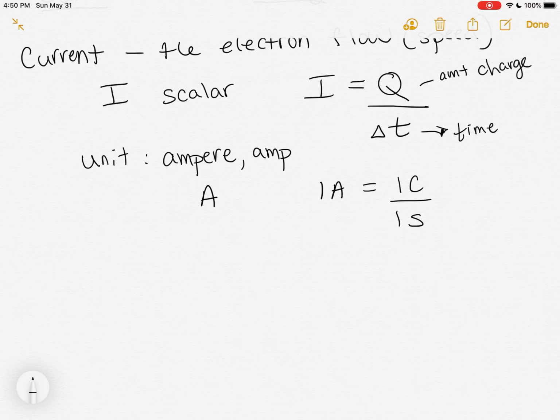All right, so we're going to do a couple practice questions with current. So find the current.